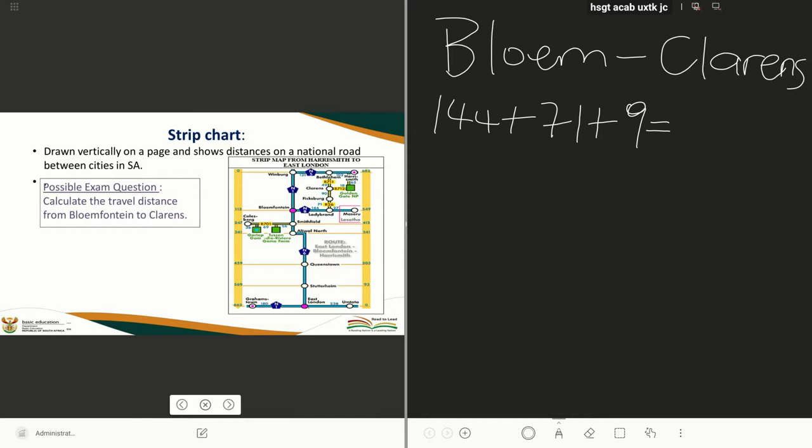Remember, we said you want the distance from Bloemfontein to Clarence. And then you take your calculator. Remember, as a maths lit learner, your calculator is your best friend. Then you are going to take 144 plus 71 plus 90, and you make sure that you punch in the correct numbers. It equals 305 kilometers. That is the distance from Bloemfontein to Clarence. I hope this makes sense. I hope now you understand how to interpret and work with this type of chart.